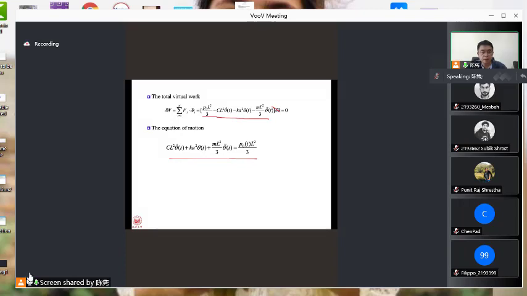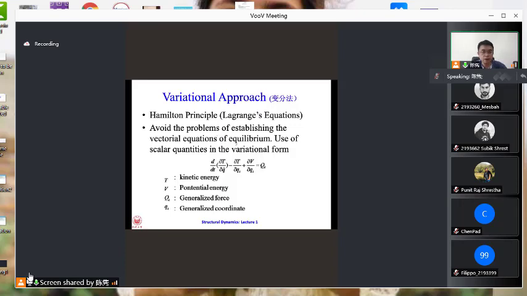Another way is the Lagrange equation. This is the basic equation of the Lagrange. You may see different forms. Sometimes they use L equals T minus V, where T is kinetic energy and V is potential energy. They use these expressions, and they are the same. We will discuss this method at week 16, so we will leave this until then. For the SDOF system, in many cases, the Newton method is very simple.